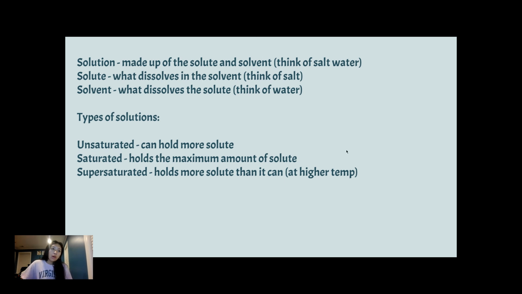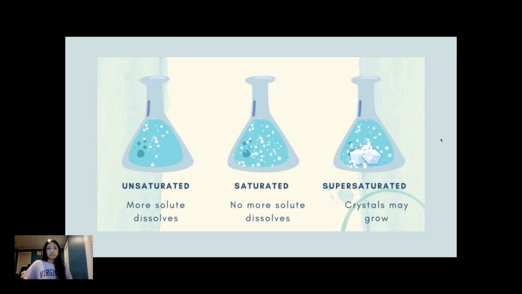Okay, and then there are three types of solutions. There's an unsaturated solution, which is when your solution can hold more solute. There is a saturated solution, which means the maximum amount of solute is inside the solution. And then there is supersaturated, and that means there's more solute than the solution can hold, and this typically happens at high temperatures. So here are your three types of solutions.